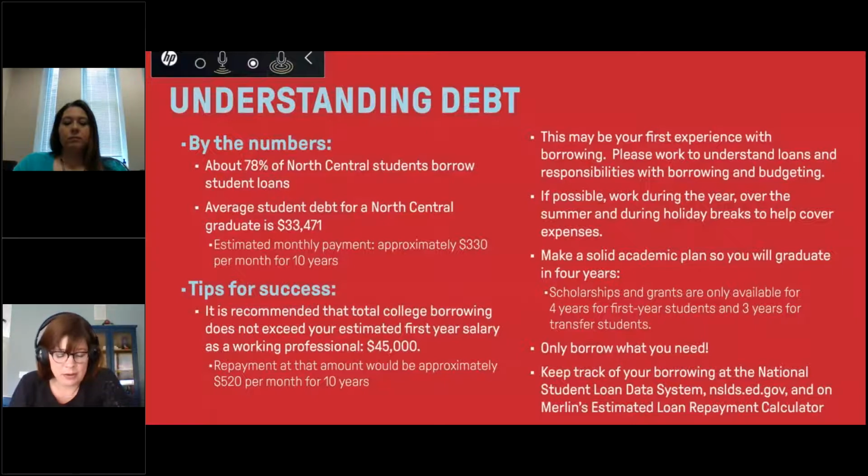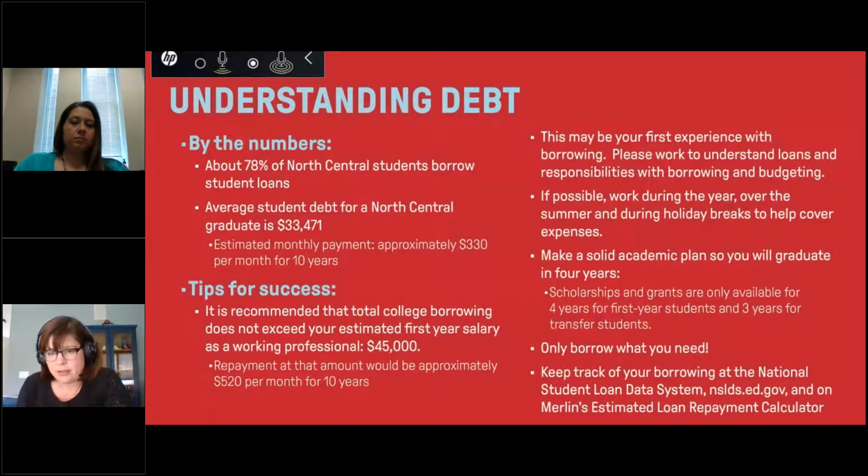There are 2 things that we have made available to students. The National Student Loan Data System will track all of your borrowing of federal student loans. So the subsidized and unsubsidized will all be tracked at nslds.ed.gov. You will need your FAFSA FSA ID to access that system. We also have a tool on the Merlin custom menu called an estimated loan repayment calculator that will show you everything that you've borrowed at North Central College.